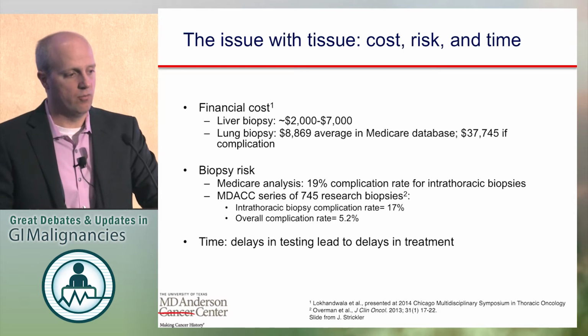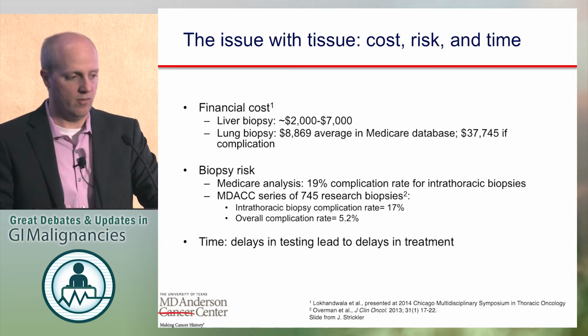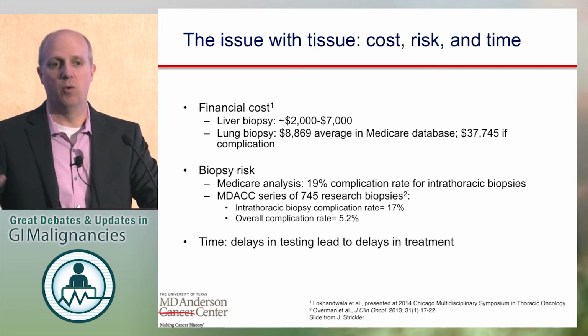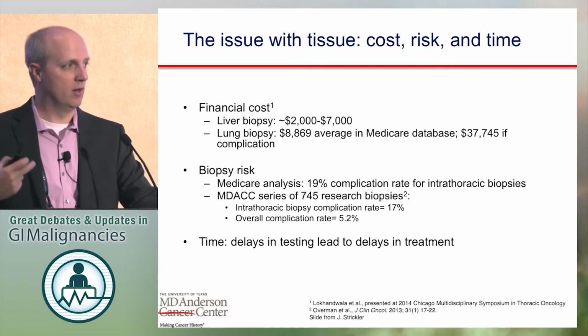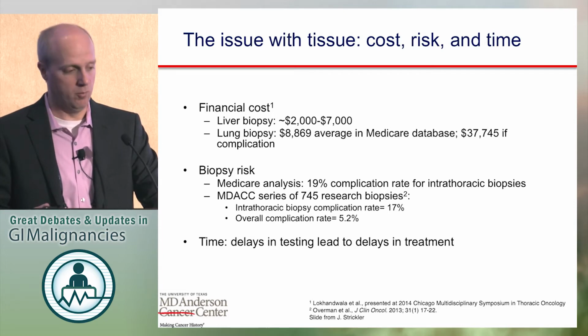Mike Overman led a report from our institution looking at 745 research biopsies and their complication rates. The overall complication rate, major and minor, was 5%. But we know that when we're going after things in the lungs, especially deeper in the lungs, the pneumothorax rate is elevated. In this series, it was actually 17% of patients, so that's a real number.